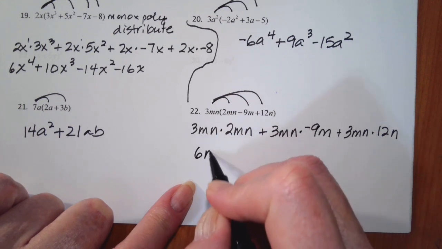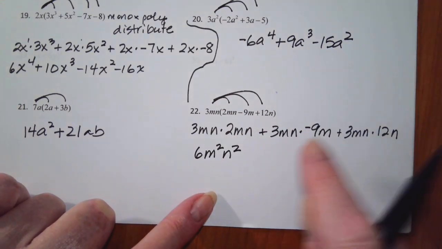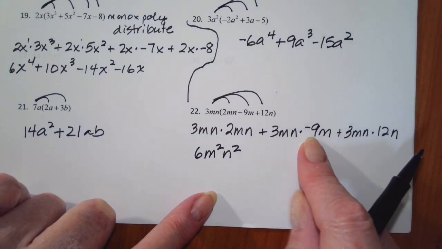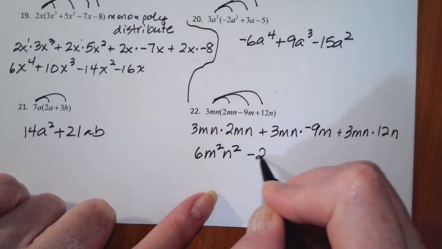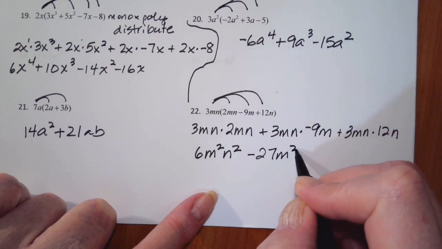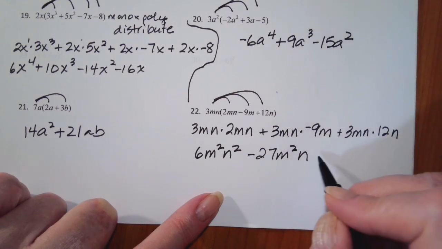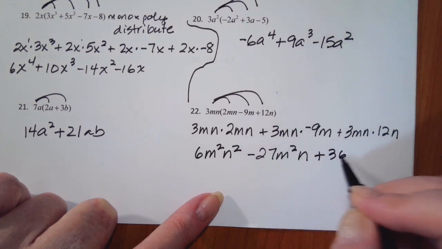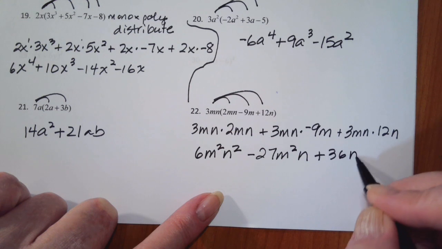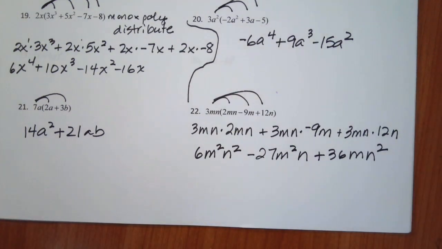M times m is m to the second. N times n is n to the second. 3 times -9 is -27. M times m is m to the second. And I still have to include my n. 3 times 12 gives me 36. I have a single m, and n times n is n to the second.